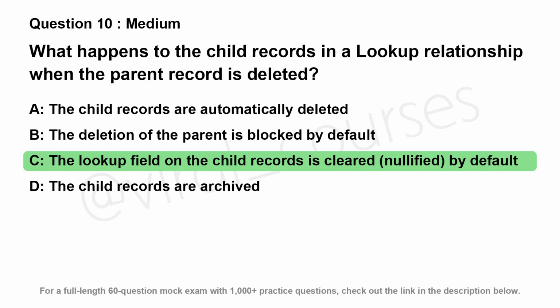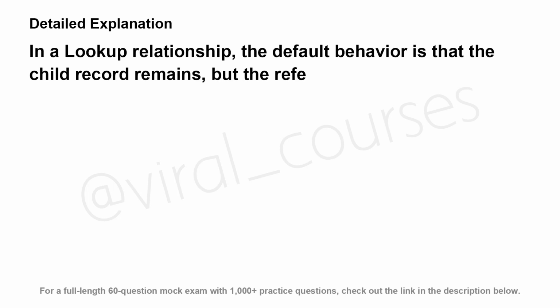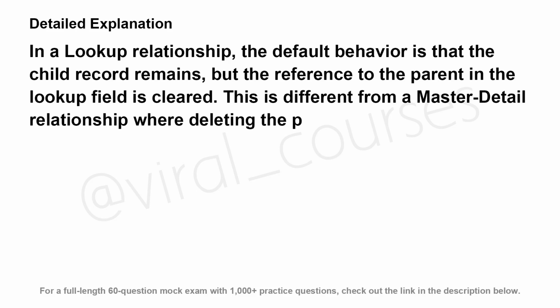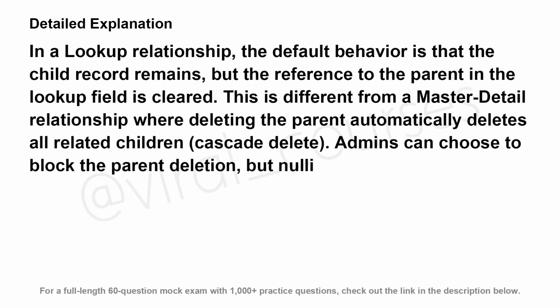The correct answer is C. In a lookup relationship, the default behavior is that the child record remains, but the reference to the parent in the lookup field is cleared. This is different from a master-detail relationship, where deleting the parent automatically deletes all related children, a cascade delete. Admins can choose to block the parent deletion, but nullification is the default.